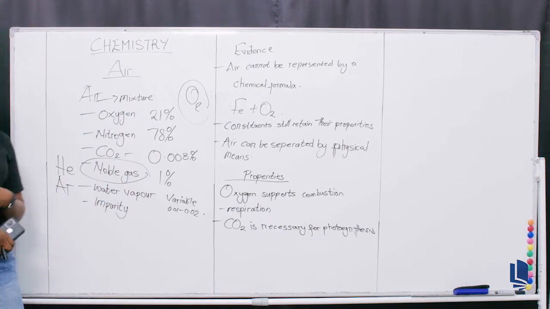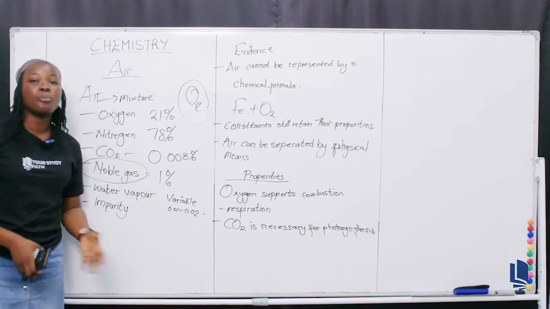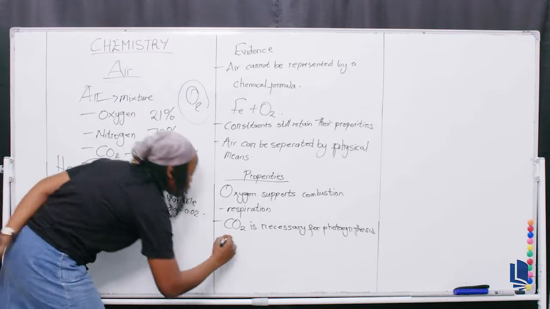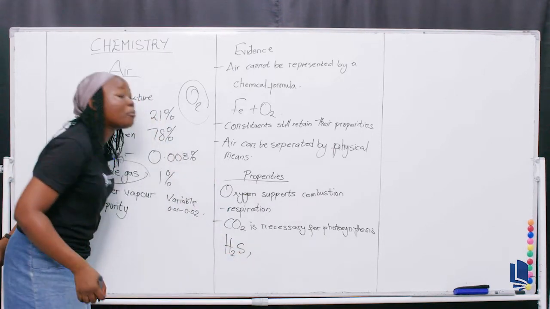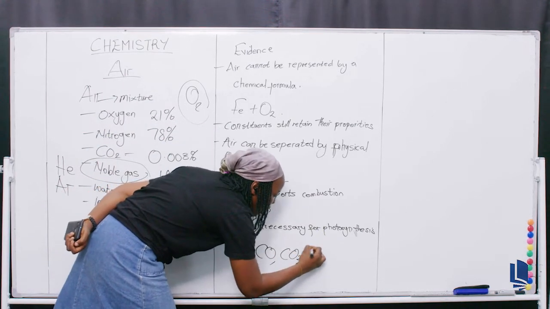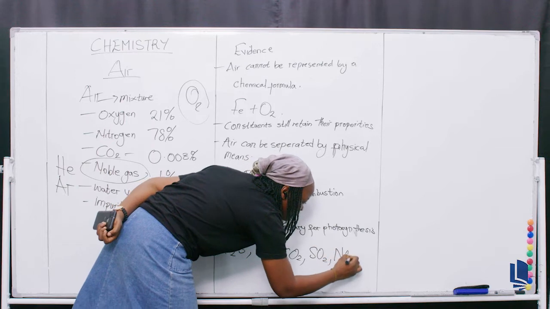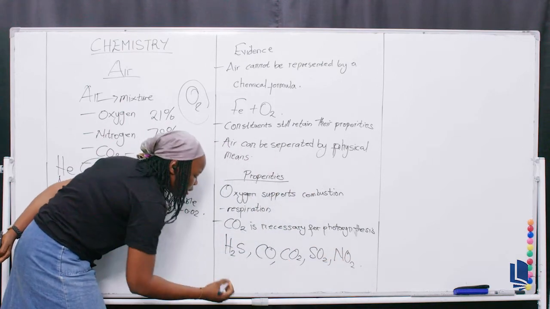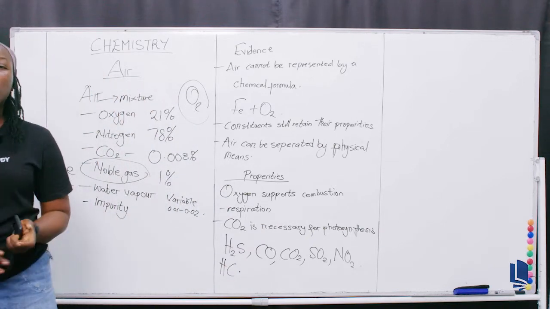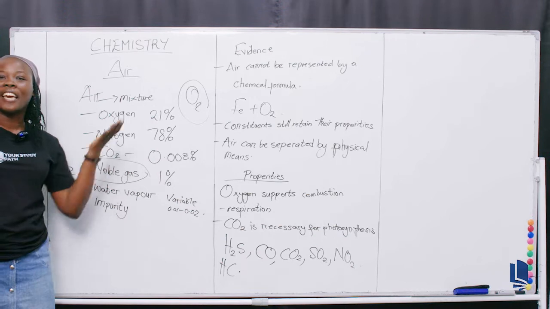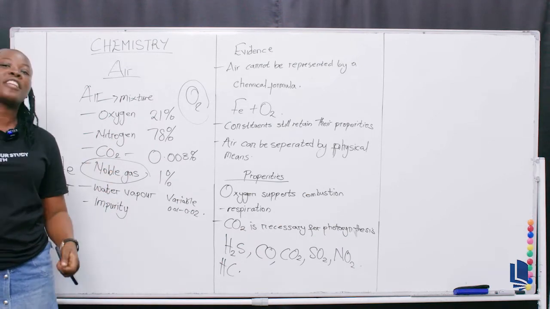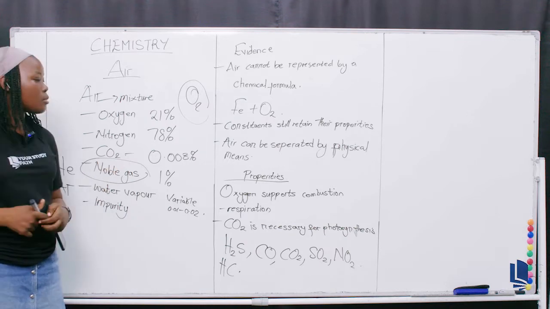Nitrogen. Nitrogen does not support combustion. Whereas impurity can either be H2S, hydrogen sulfide. It can be from exhaust, that's carbon monoxide, carbon dioxide, SO2, NO2. It can be hydrocarbons as well. So depending on the location, that will determine the impurity present in air. This is practically all about air. Let's move on to water, and after that, we'll then come back to questions.